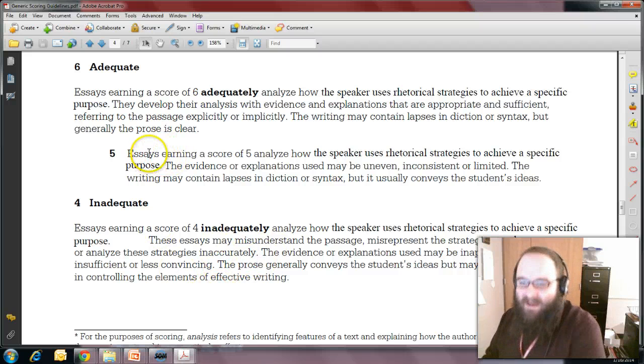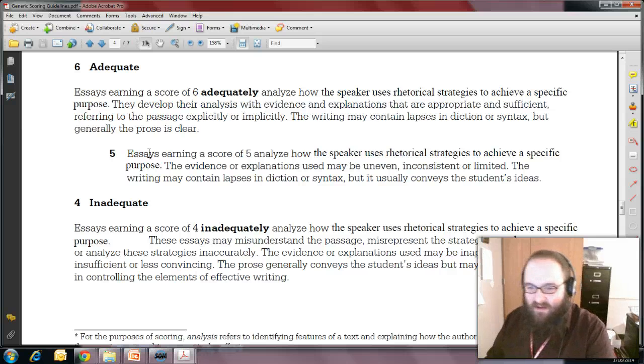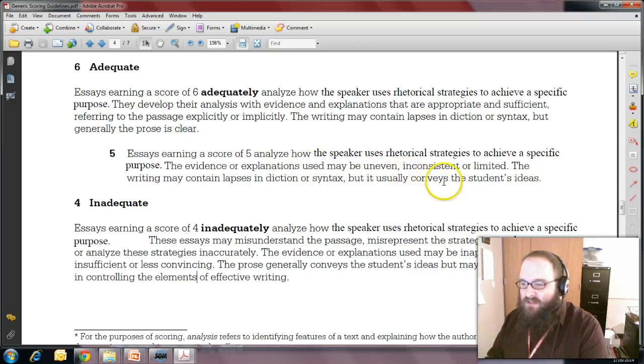Okay. A 5, one of the most common scores we see on essays, is halfway between adequate and inadequate. This is an inadequate paper that does some adequate things. Essays earning a score of 5 analyze how the speaker uses rhetorical strategies to achieve a specific purpose. The evidence or explanations may be uneven, meaning some of them are in the adequate range, but some of them are in the inadequate range. The explanations may be inconsistent or limited.